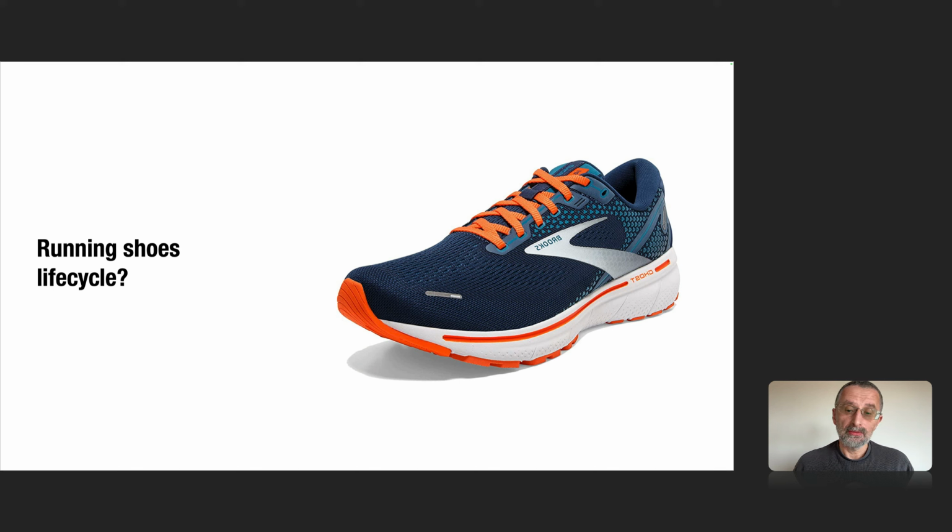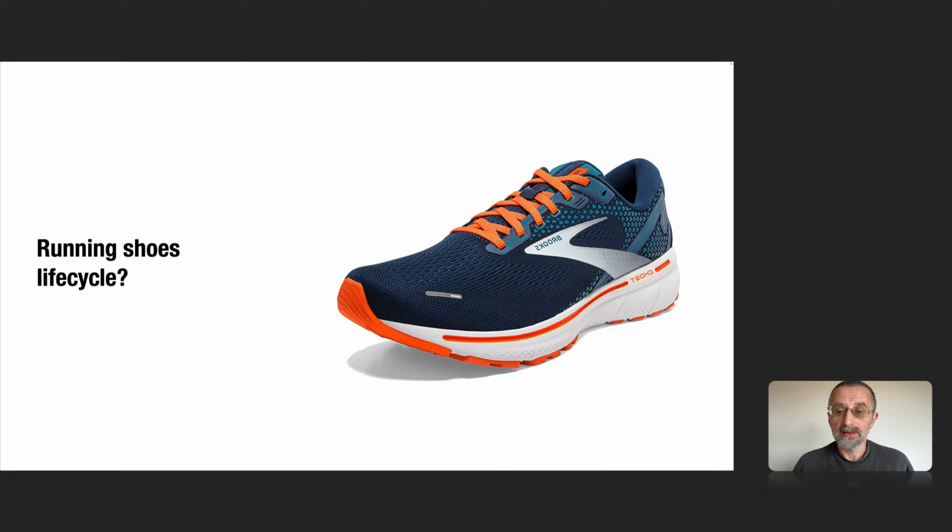And before I start, I would like you to contemplate the running shoes lifecycle. Imagine that you are a producer of shoes like this one, running shoes. That's probably, say, the 12th or 13th edition of your shoes. Consider the typical life cycle of such a product development.